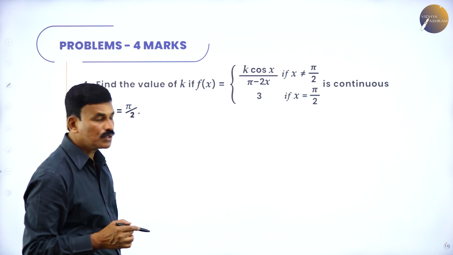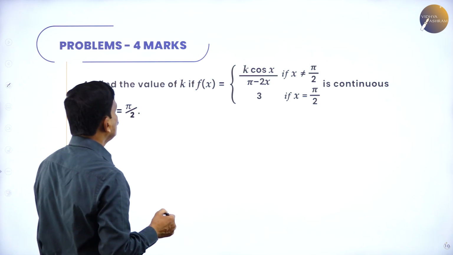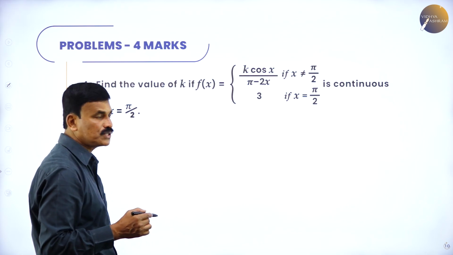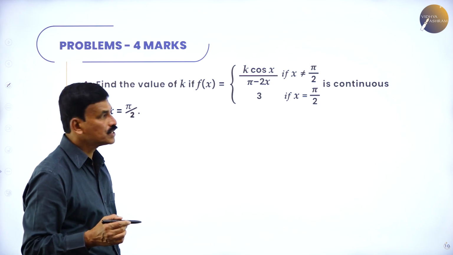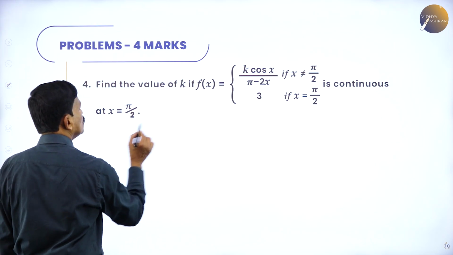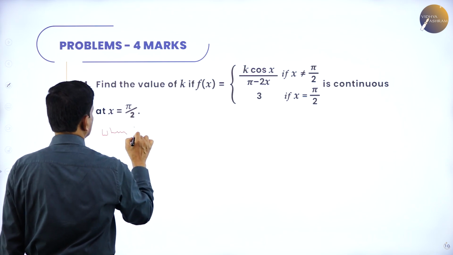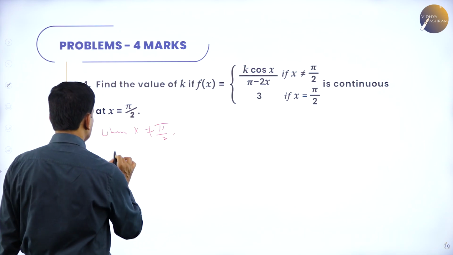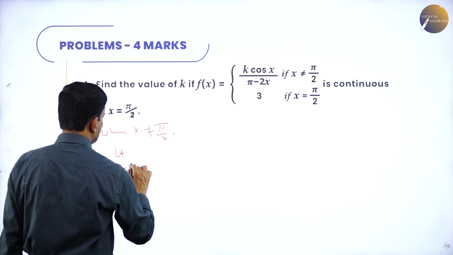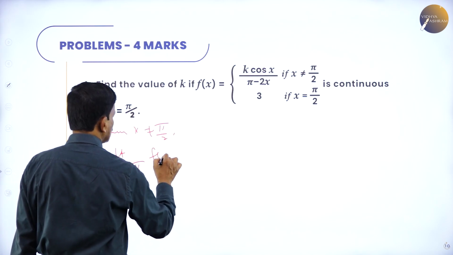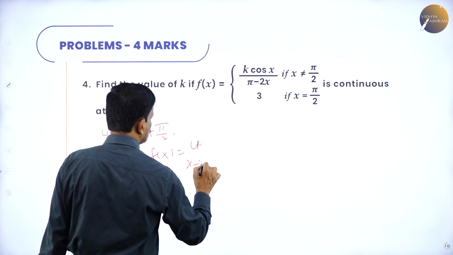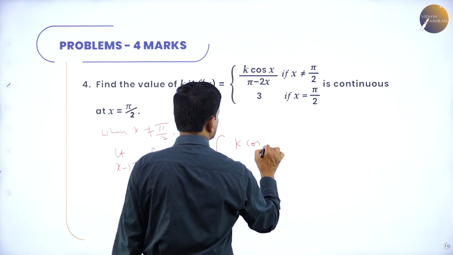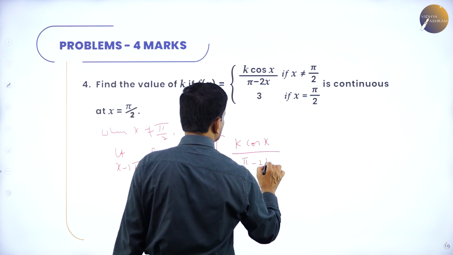Now, this is an important type problem. Find the value of k if f of x is equal to k into cos x divided by pi minus 2x if x is not equal to pi by 2, and 3 if x is equal to pi by 2, is continuous at x is equal to pi by 2. Since when x is not equal to pi by 2 means x is less than pi by 2 or greater than pi by 2, therefore limit x tends to pi by 2 is the left hand limit as well as the right hand limit. Limit x tends to pi by 2 of f of x is equal to k into cos x divided by pi minus 2x.